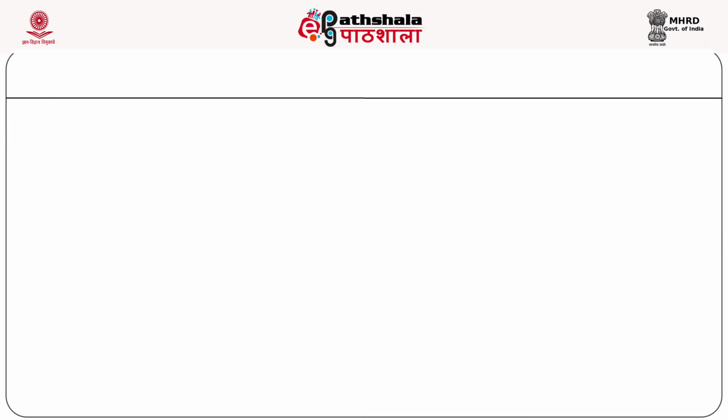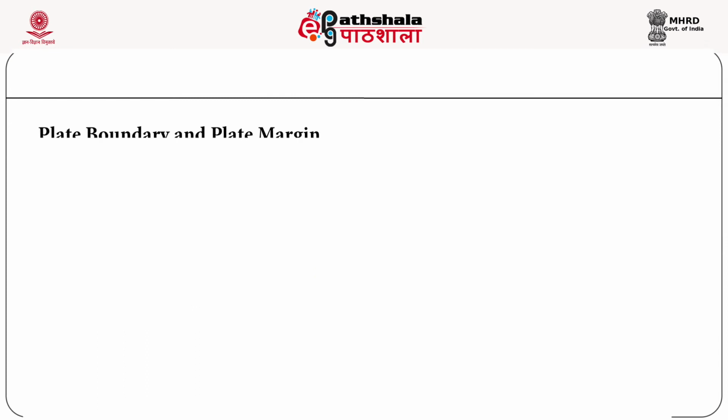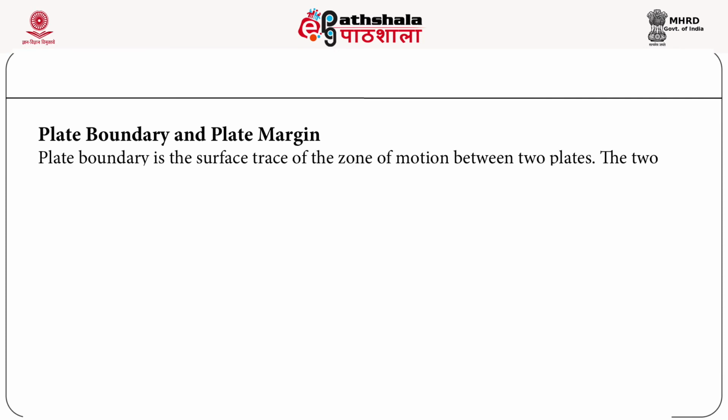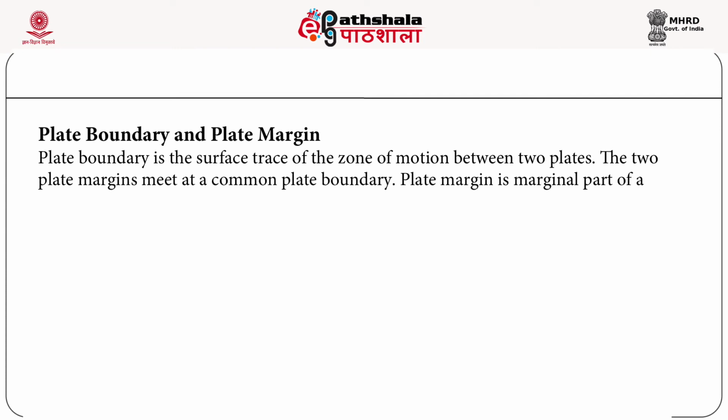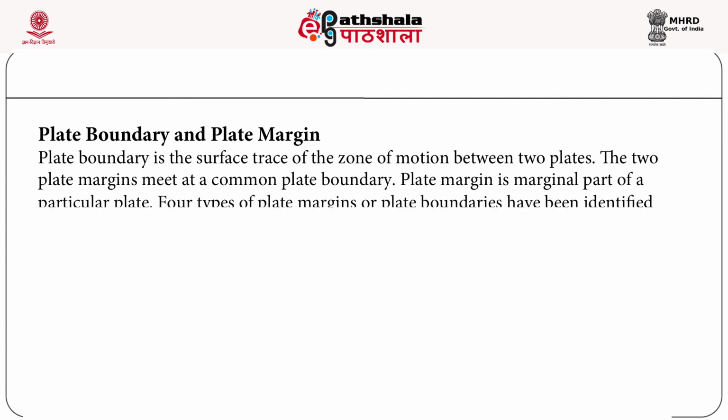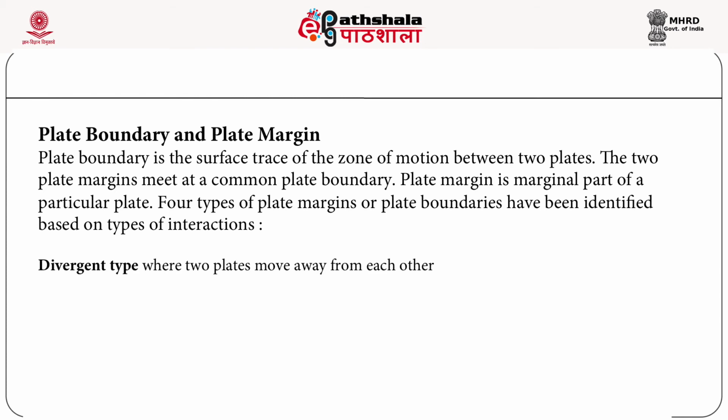Now let us look at the difference between plate boundary and plate margin. Plate boundary is the surface trace of the zone of motion between two plates. The two plate margins meet at a common plate boundary. Plate margin is the marginal part of that particular plate. Four types of plate margins or plate boundaries have been identified based on their interactions.